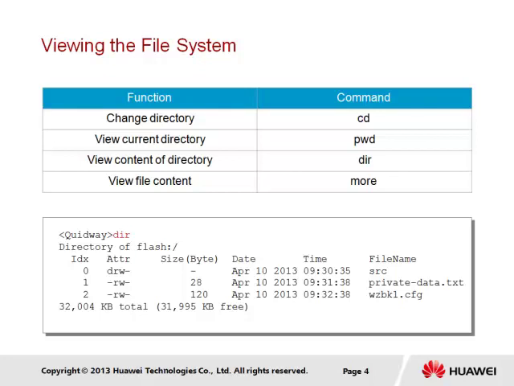dir is used to view the content of the current level, and the more command allows the file content to be viewed. We show here the use of the dir command for a user currently at the root level of the flash storage location, through which we are able to identify directories and files within the root level. Here we see a single directory represented by the D value in the attributes list, and two files in the form of a text file and a system configuration file.